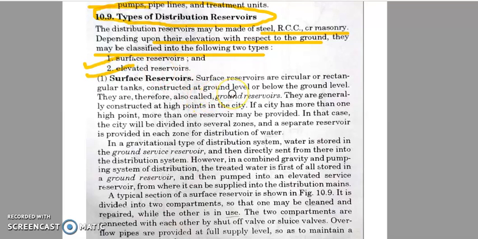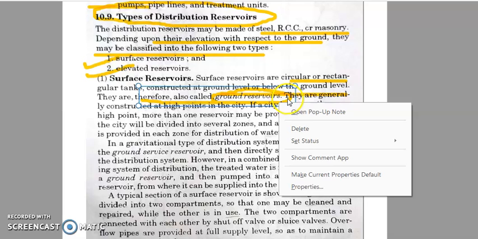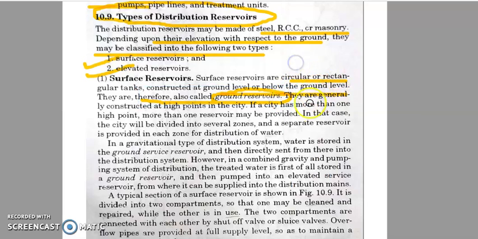Surface reservoirs are circular or rectangular tanks constructed at ground level or below the ground level. Therefore the name surface reservoir, and they are also called ground reservoirs because they are constructed at ground level or sometimes slightly below the ground level.